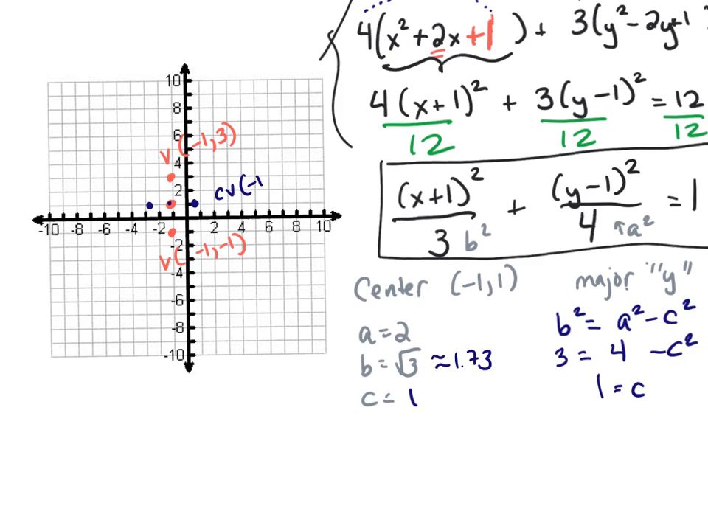Now for the co-vertices, we know we're shifting the x value. So really all I'm going to do is take my center, which is negative 1, 1, and add square root of 3 to it. And this co-vertex over here is going to be negative 1 minus square root of 3, comma 1. And if I want to do my foci, they're on the major axis, they would simply be up and down 1 from the center. So my foci would be negative 1, 2, and negative 1, 0. So there's every possible point you'd ever want on that ellipse.